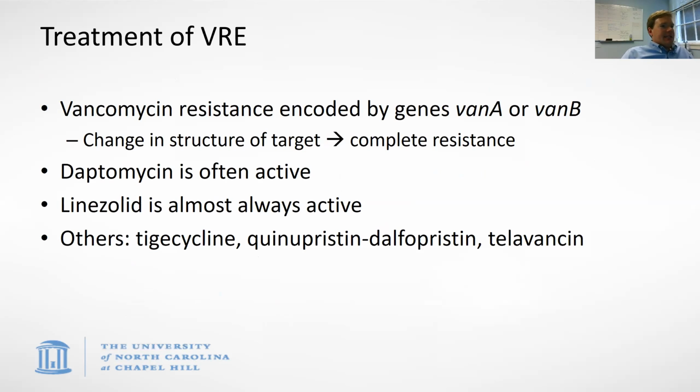Vancomycin resistance is encoded by either VanA or VanB. These are also genes that can be detected by those rapid ID PCR mechanisms. This changes the structure of the target in the cell wall, and leads to complete resistance to vancomycin that cannot be overcome. Usually, we do still have some options, though. Usually, daptomycin still works, and linezolid almost always still works. So there are options. However, these can be really persistent, thorny infections that are hard to clear.